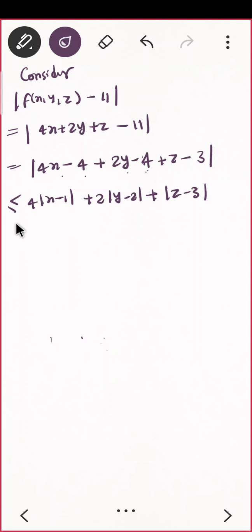Mod x minus 1, what can we write it as? 4 into the square root of x minus 1 the whole squared, correct? Same thing, can I write this one also? Do you see the trick?